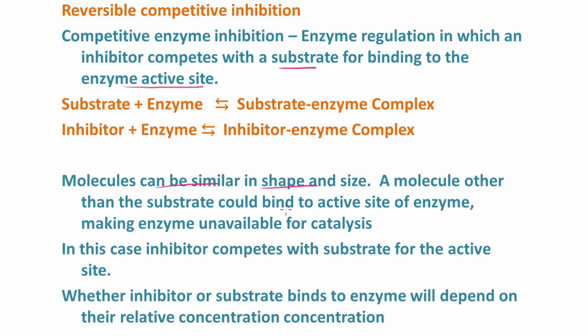Okay. Substrates in high concentration relative to the inhibitor can occupy more active sites. So if more inhibitor is present, then it will occupy more active sites. So it just depends. Is there more substrate? Is there more inhibitor? So it's going to depend on their relative concentration.